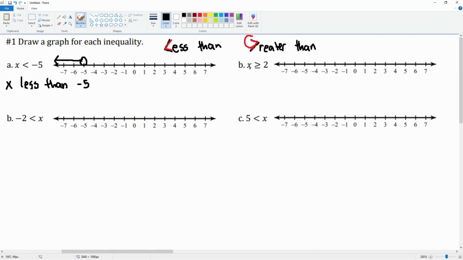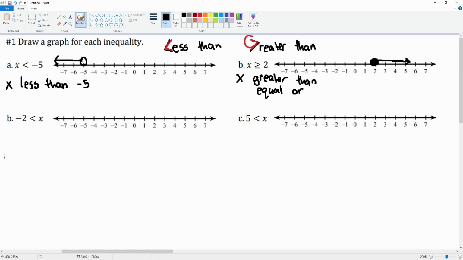On the other side, for B, this is x is greater than, and the bar in the middle under the greater than symbol means the equal to. That means it's just closed at the 2. So here it's closed at the 2. Okay, and then because it says greater than, we go to the right.